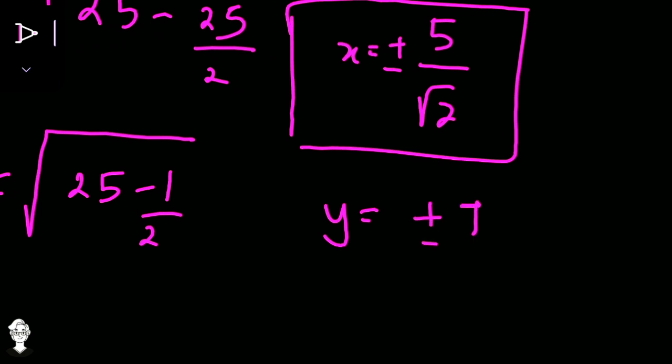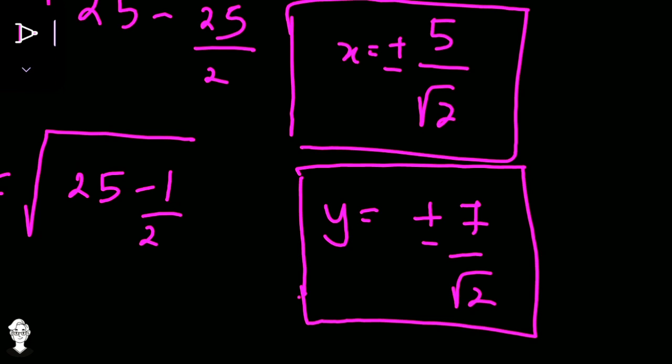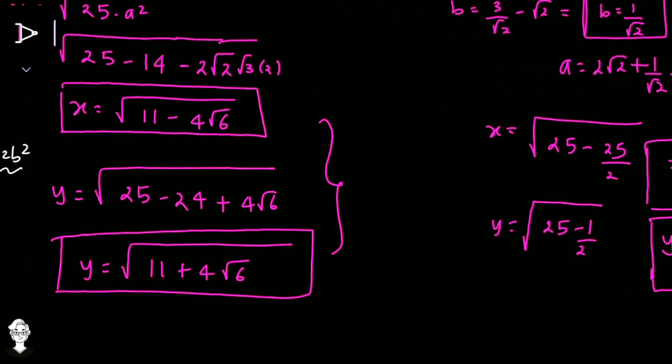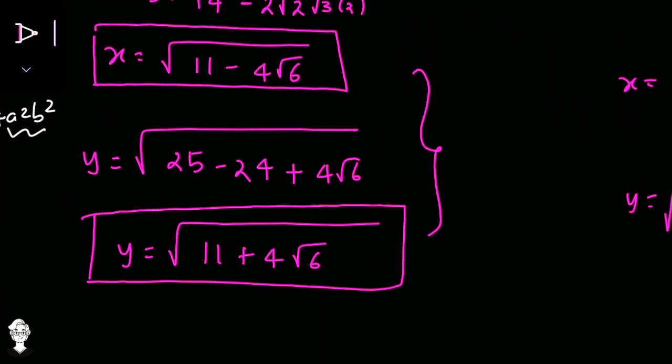So plus and minus 7 upon square root of 2, this is the value of y. So x and y have now been found according to this value. Now they are plus and minus, and over here also we can do something nice to just factor it out.